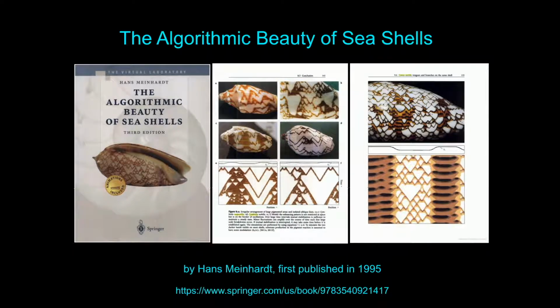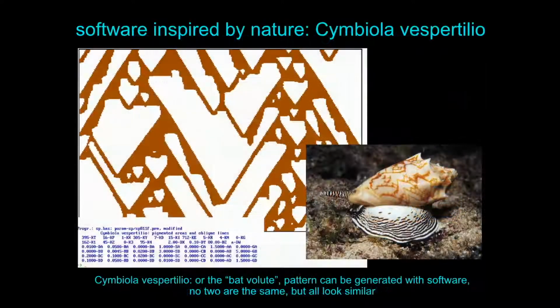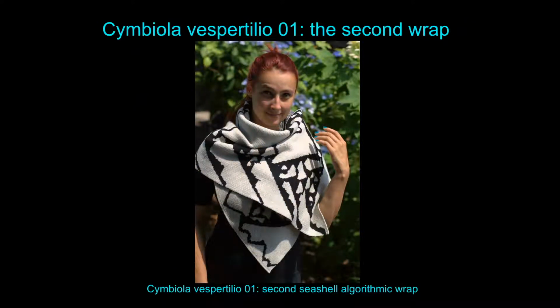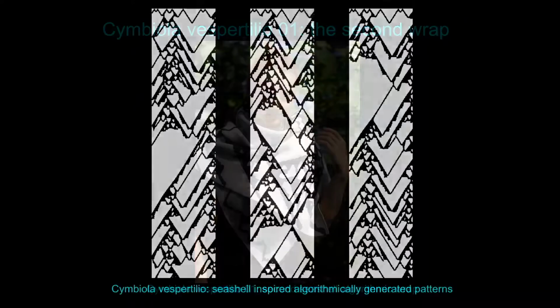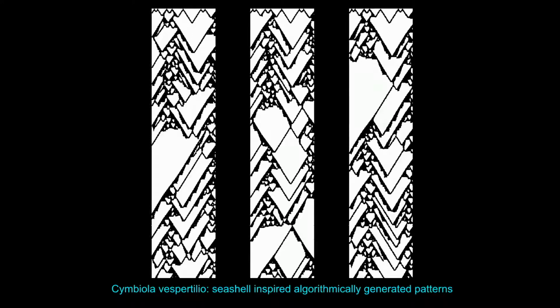And what it is has models of seashell patterns in algorithms, and so this is Symbiola vespertilio, the bat volute, and so you have a way to model the pattern that happens on the edge of the shell as it grows. And I did a series of knits with these before I got my industrial machine. And what's interesting is that there are random factors in it.